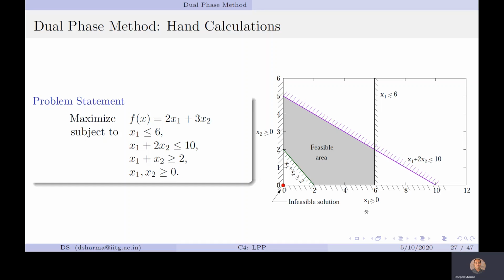Look at the graph on the right-hand side. We can see x1 is less than 6 and x1 plus 2x2 is less than 10, both constraints. Now, as soon as this third constraint has come, x1 plus x2 greater than 2, the feasible search space has changed. Earlier we started from the origin. Now the origin is infeasible. That's why this two-phase method will help us find the basic feasible solution for the simplex method. So let's see how it works.